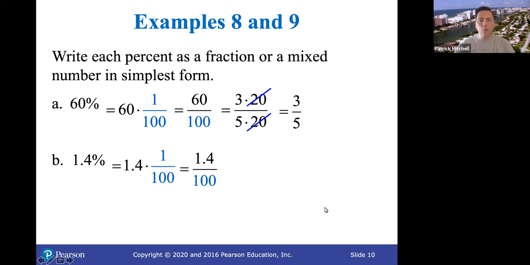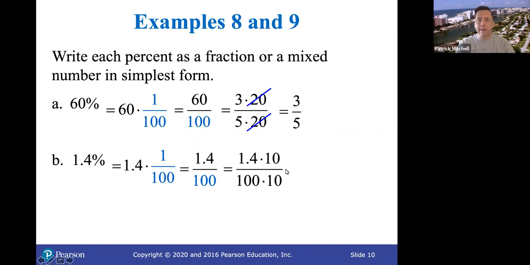So that gives us 1 4/10 over 100. I think we've seen an example like this once before. When you have a decimal inside a fraction, that is not considered simplified. So the first thing we're going to do to clean that up is to multiply the top and the bottom of the fraction by 10. And the reason we're doing by 10 is because that will move this decimal point one place to the right.